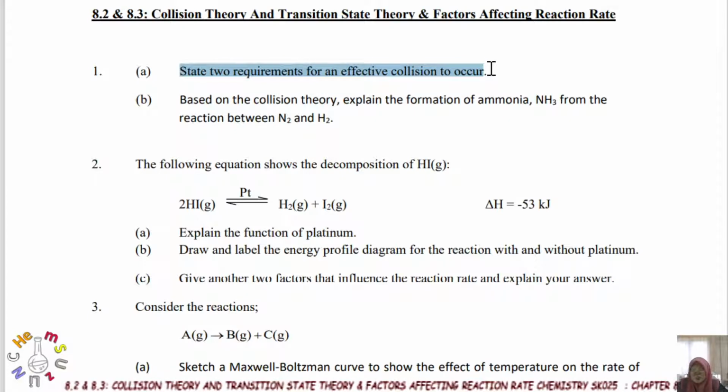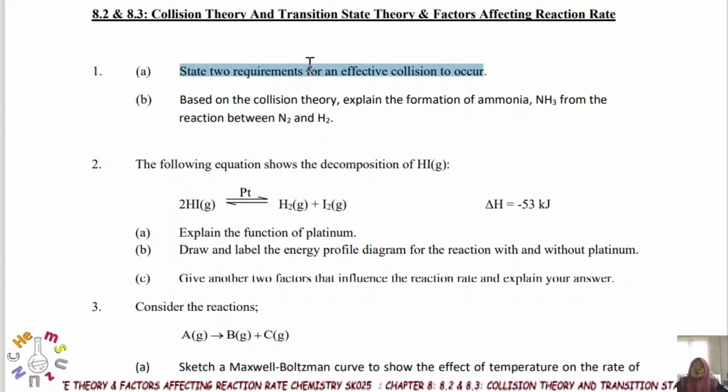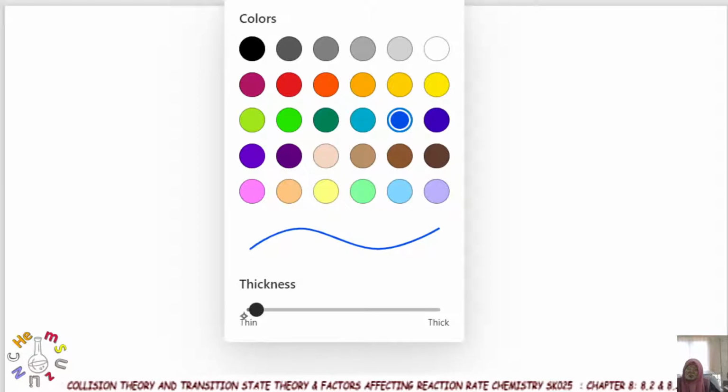Okay, state 2 requirement. So bila dikata state 2 requirement, kita akan tengok pada apa? What are the two requirement effective collision? Total kinetic energy. The colliding molecule has total kinetic energy equal to or greater than the activation energy.